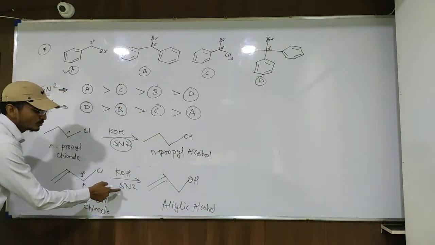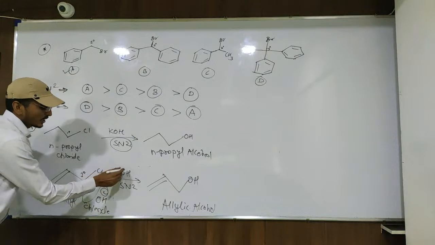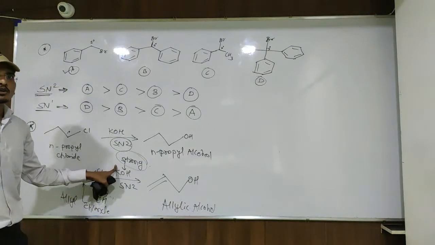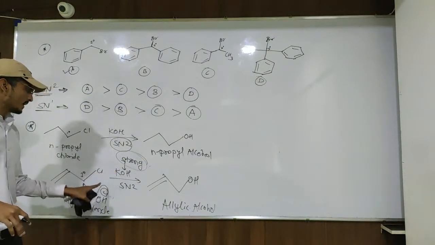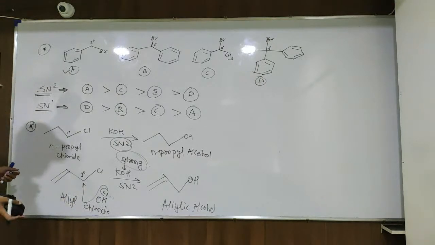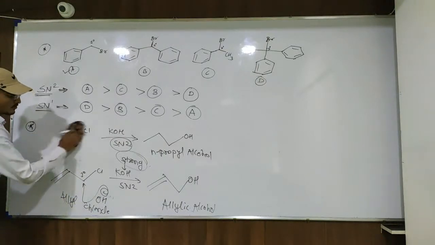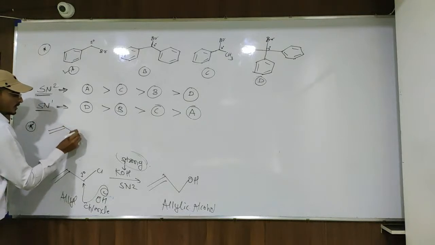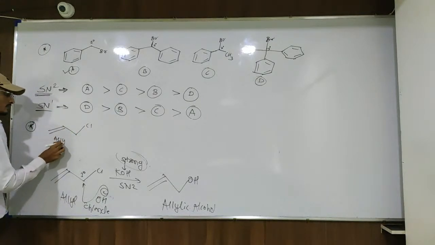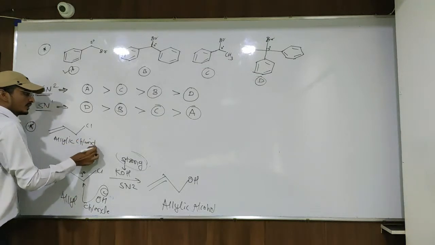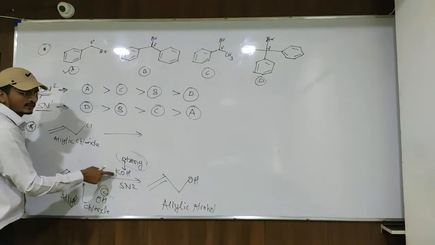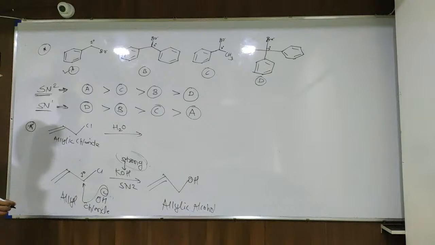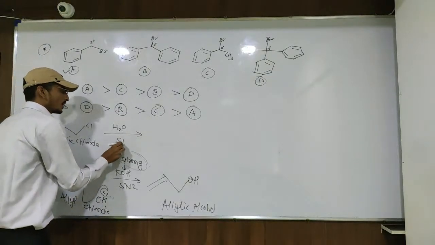But if you change the nucleophile, this KOH is a strong nucleophile here. If you change the strong nucleophile to a weak nucleophile, at that time the reaction condition is different. Let's see one example. I take the same molecule here, the allylic chloride, but I change the nucleophile. I do not take the strong nucleophile; I take the weak nucleophile, that is water. At that time, the reaction goes through SN1 mechanism.